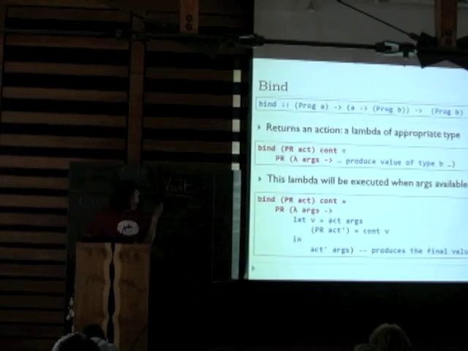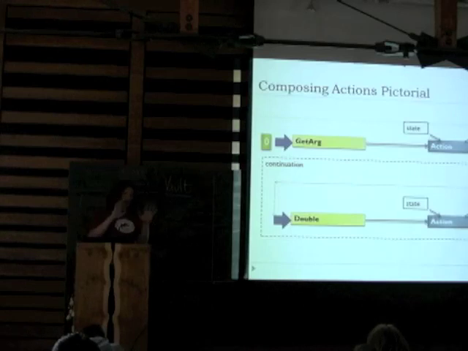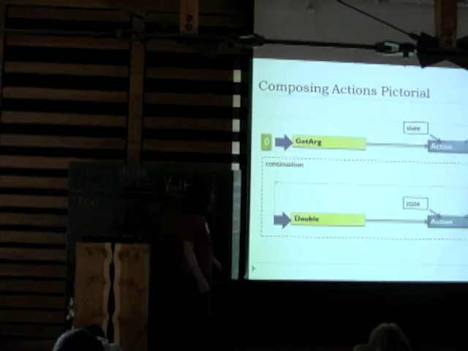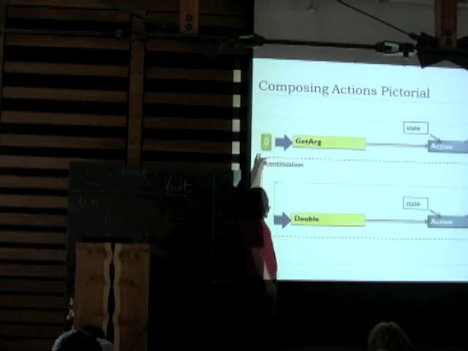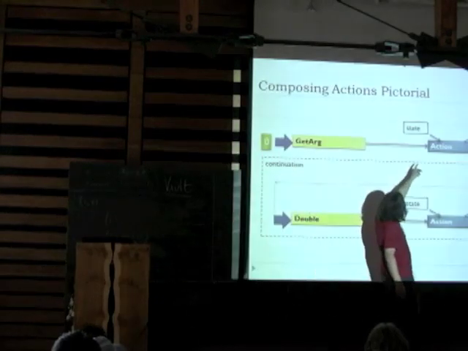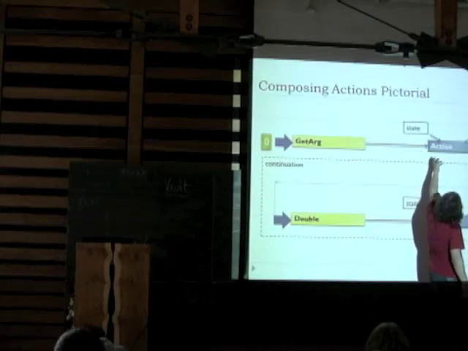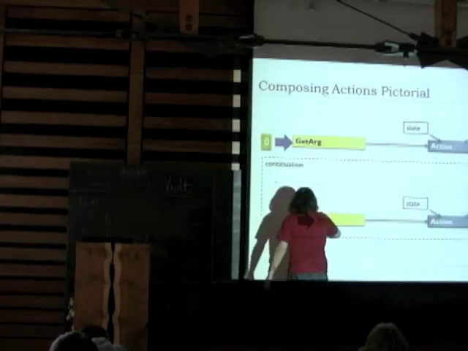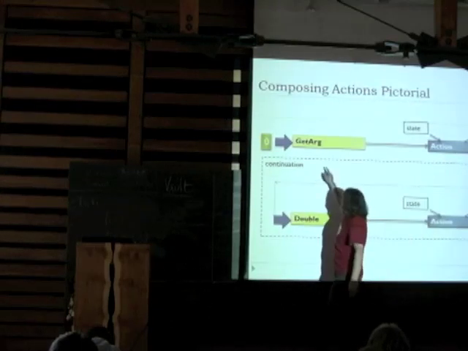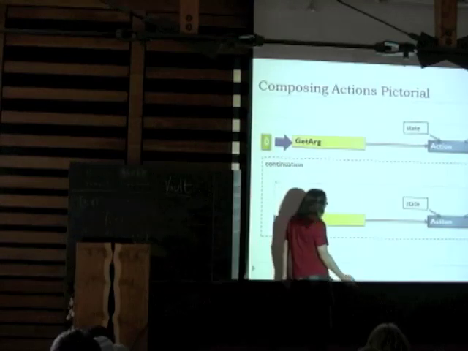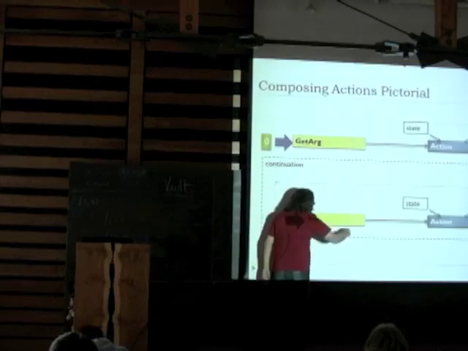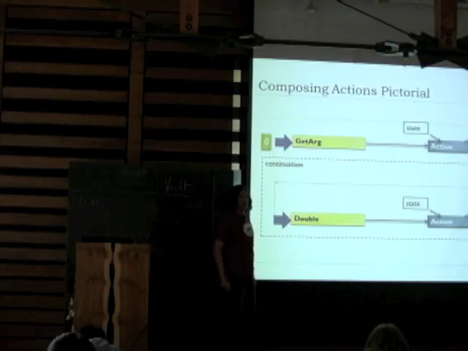It's pretty simple. And now look at this, the composition of get argument 0 and double. The same picture, but I filled out the boxes. Get arg is a monadic function. I call it with an argument equal to 0. Get arg of 0 will produce an action, an action that will take state, arguments, and return some value. It will return the value of the first argument. Now, this is my continuation. My bind takes this action, and this is the continuation. The continuation expects this value and pipes it into my second monadic function, double.